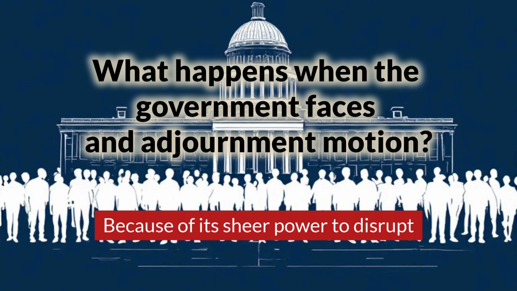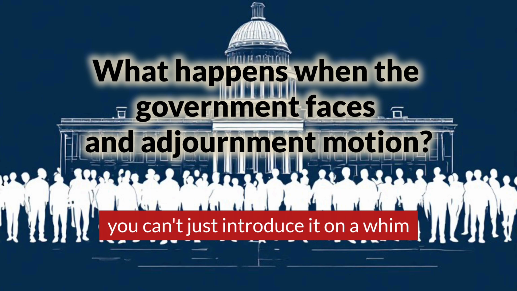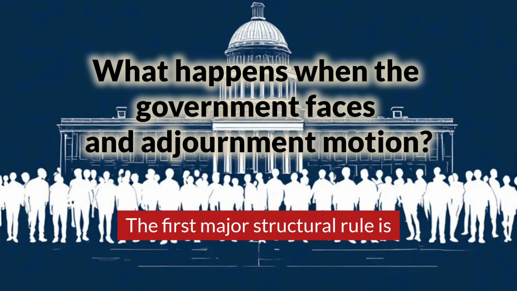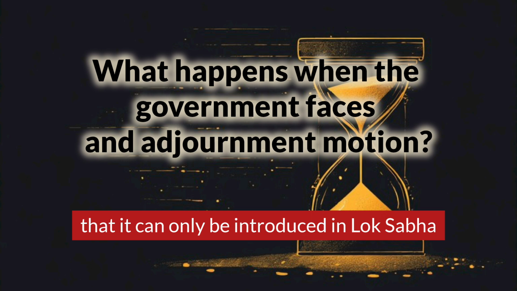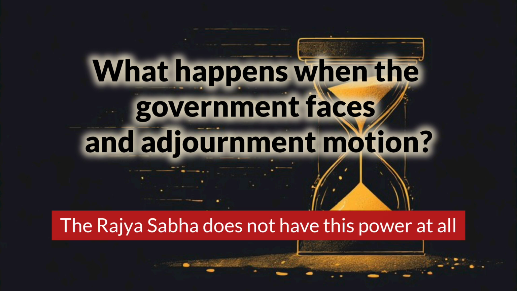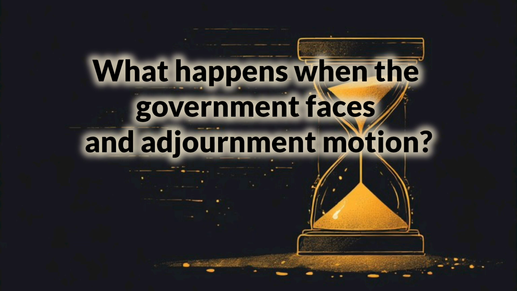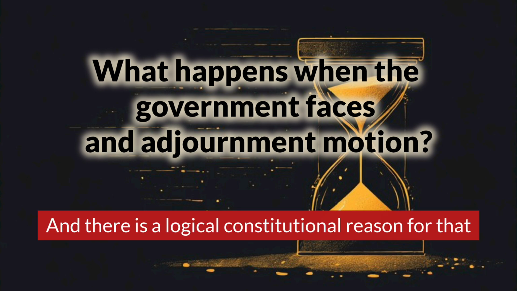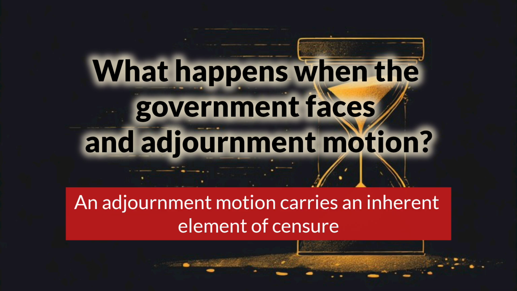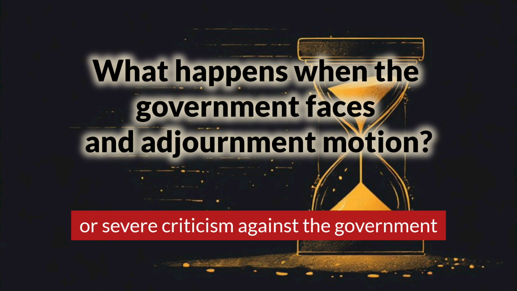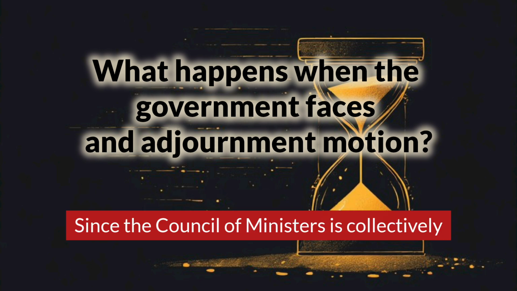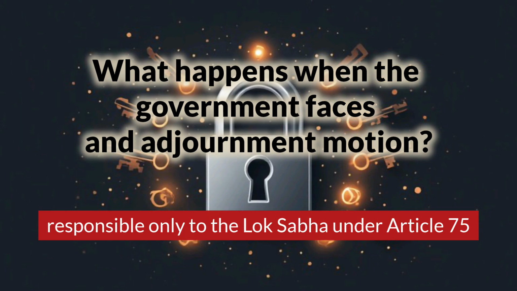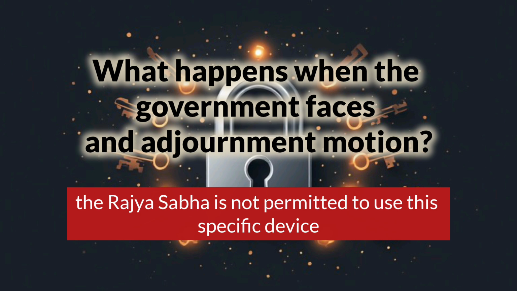Because of its sheer power to disrupt, you can't just introduce it on a whim. The first major structural rule is that it can only be introduced in Lok Sabha. The Rajya Sabha does not have this power at all. Right, and there is a logical constitutional reason for that. An adjournment motion carries an inherent element of censure or severe criticism against the government. Since the Council of Ministers is collectively responsible only to the Lok Sabha under Article 75, the Rajya Sabha is not permitted to use this specific device.